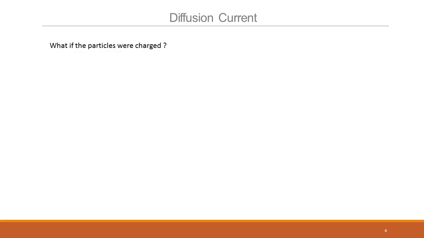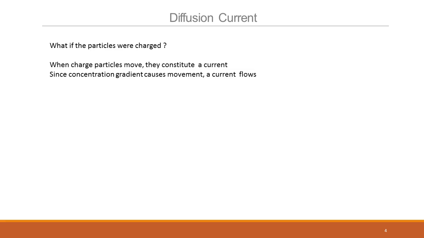What happens if instead of sand we had charged particles? When a charged particle moves, we know there is a flow of current. We've seen that before. Charged particles constitute a current. Since a concentration gradient causes movement, a current flows. This is important: a current flows because there is a concentration gradient.